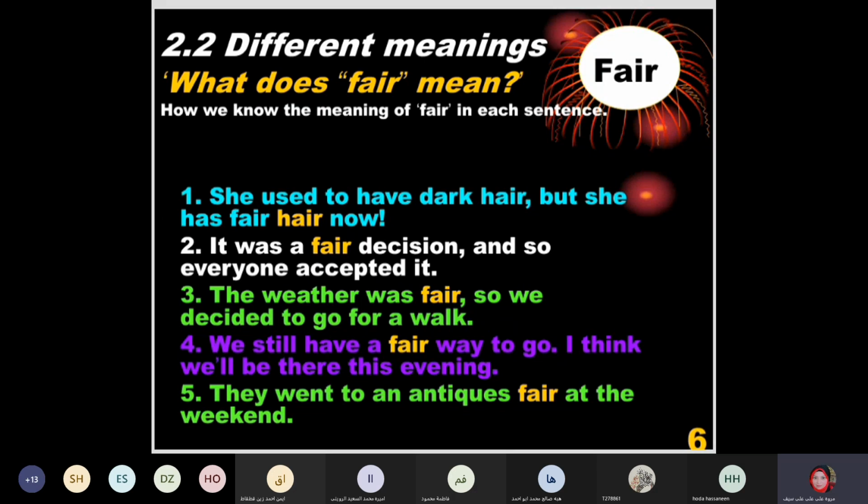So, as we have just seen in the statements, the word fair has different and various meanings. Actually, I have to tell you that 40% of English words have different meanings and are very versatile. You have to be well acquainted with them, and you have to teach your students about some of them. So I have a question for you: how did you know the meaning of the word fair in each sentence?